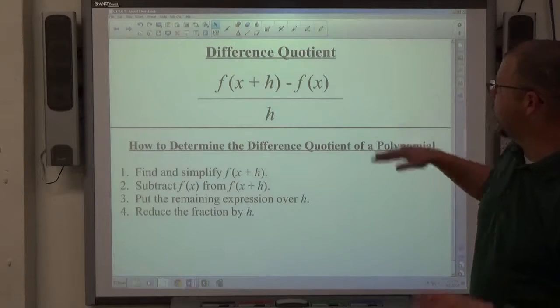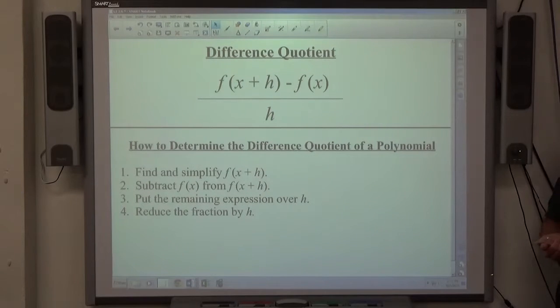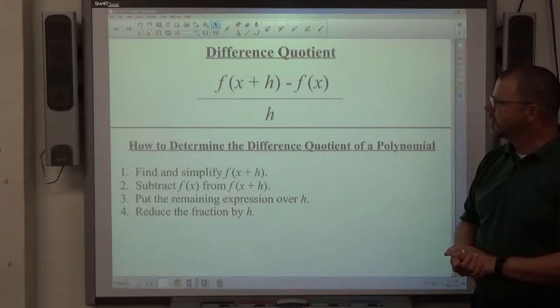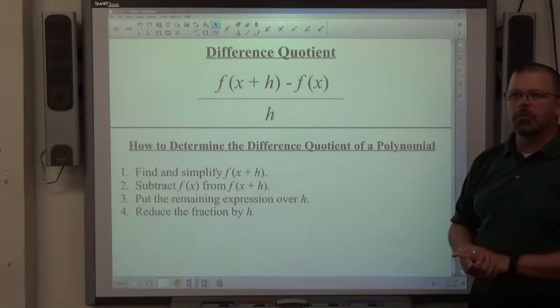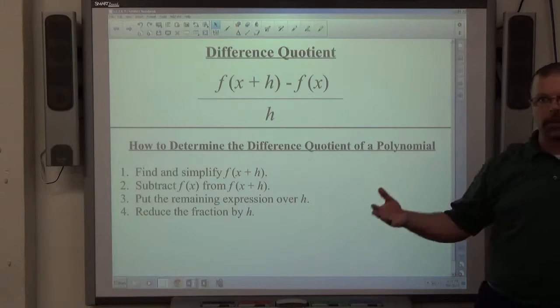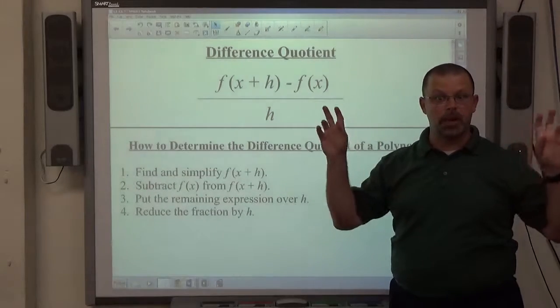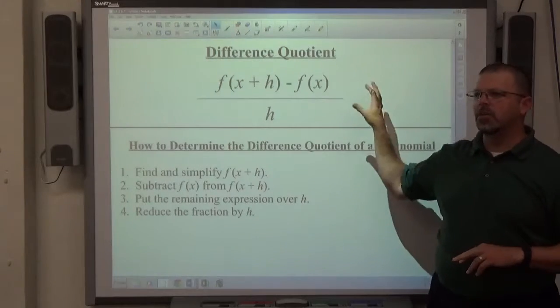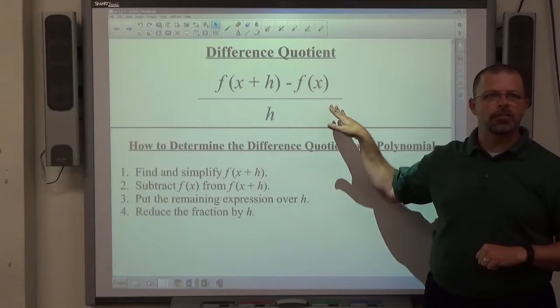Okay, before I get to example 2, let me talk about the difference quotient, which is f of x plus h minus f of x over h. This is something that you need to be able to do before you get to calculus. So this being Geo Trig is somewhat of a pre-calculus class. We want to get to the point where we're able to simplify the expression like this.